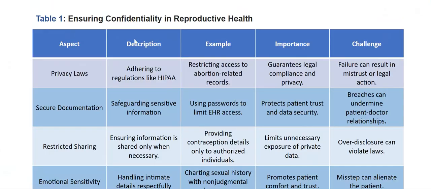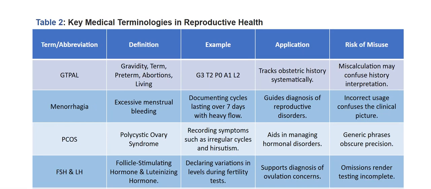Summary tables. Here we have a table on ensuring confidentiality in reproductive health: aspect, description, example, importance, challenge. And the aspects here are privacy laws, secure documentation, restricted sharing, emotional sensitivity, and documenting consent.